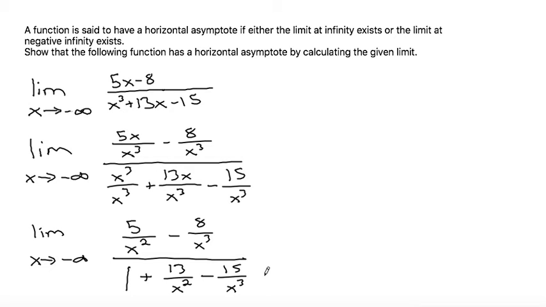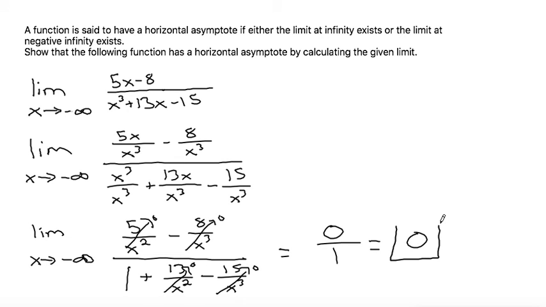So now, if we were to plug in negative infinity for each one of our values of x, every fraction that has an x in the denominator would go to 0. So this fraction would go to 0, this fraction goes to 0, this fraction goes to 0, and this fraction goes to 0. So what we're left with, the entire numerator goes to 0, the denominator goes to 1. So since we have 0 divided by anything other than 0, that gives us that our limit would equal 0.